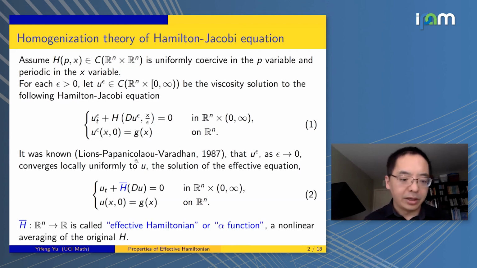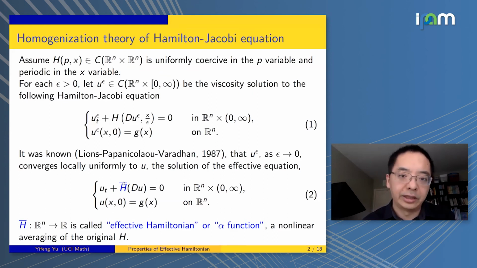In the original paper by Lions, Papanicolaou and Varadhan, they call this H bar the effective Hamiltonian, and then the same function also appears in the dynamical systems literature. I think this is a parallel development. But later on, people realized there's a connection between the two, which led to something called weak KAM theory. Originally, in the dynamical systems literature, this H bar has a name called the alpha function. So how do we go from the original Hamiltonian H to this effective one?